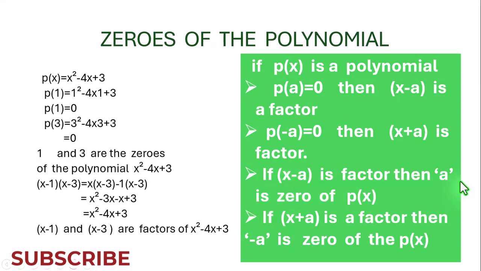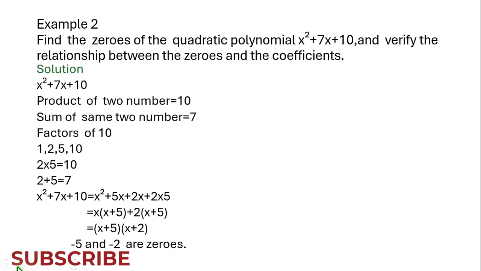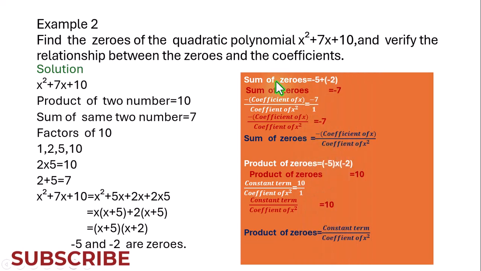If x minus a is a factor, then a is a zero of p(x). If x plus a is a factor, then minus a is a zero of p(x). Here, x plus 5 is a factor, so minus 5, and x plus 2, so minus 2, are zeros of the given polynomial. Now the relationship: sum of zeros, minus 5 plus minus 2, is equal to minus 7.